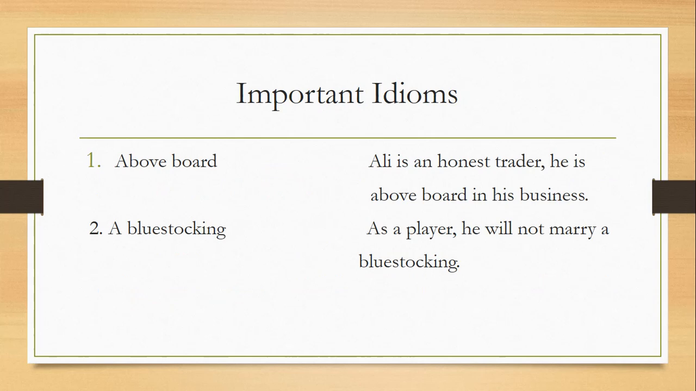Now, some of the important idioms. The first idiom is above board. Ali is an honest trader. He is above board in his business. So, above board means to be honest. A blue stocking: as a player, he will not marry a blue stocking. So, blue stocking means a person who is involved in studies.